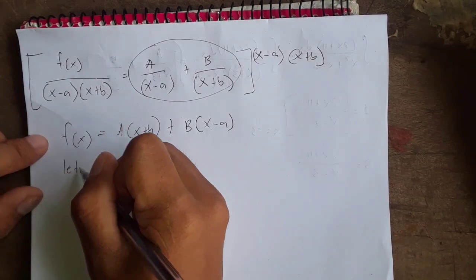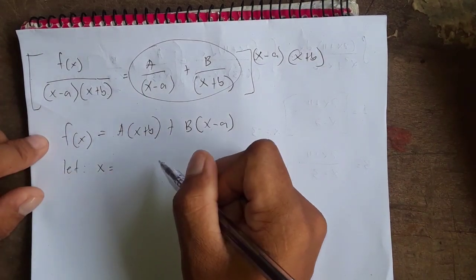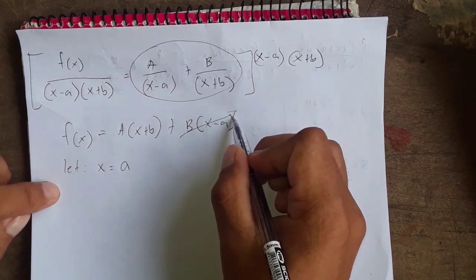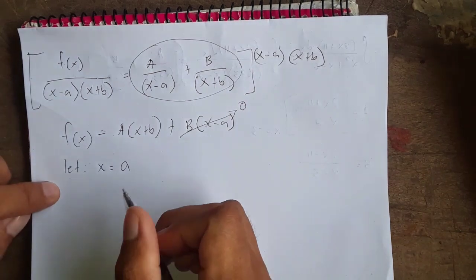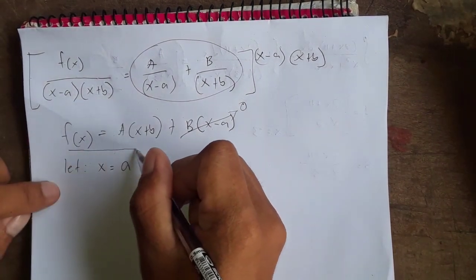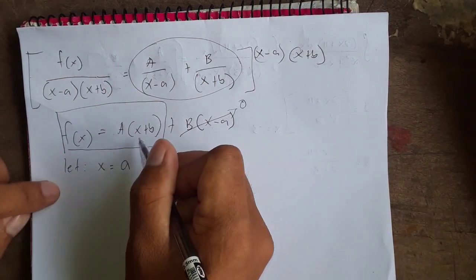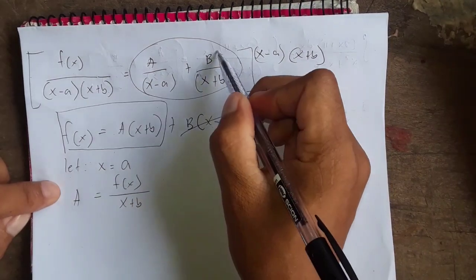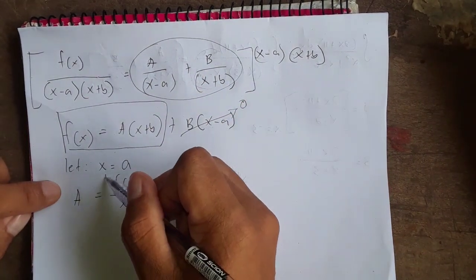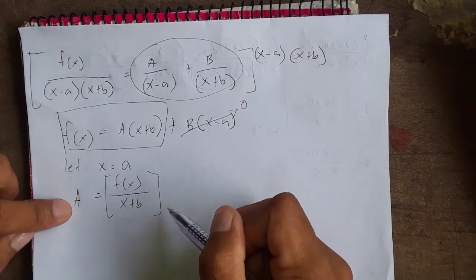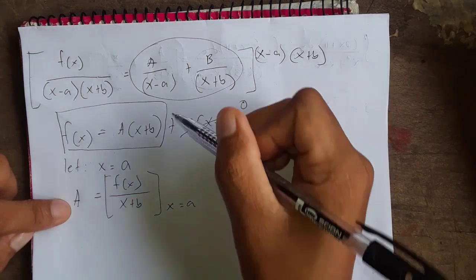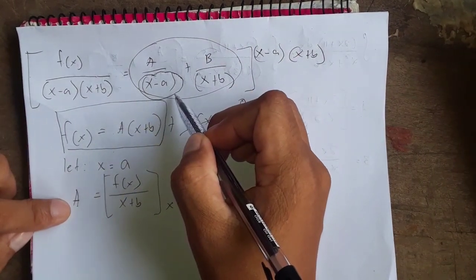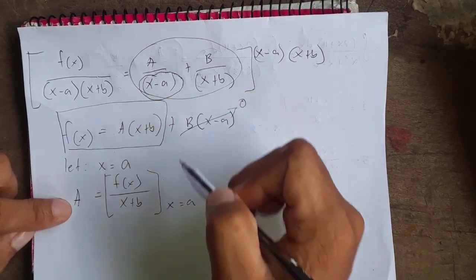Therefore, by letting x equal a, we can cancel out this term, since it would be 0, and what remains is this function. By simplifying, the value of A is equal to f of x over x plus b, the factor of the denominator of the second term, and we find A by letting x equal a, which we get from the denominator factor x minus a.